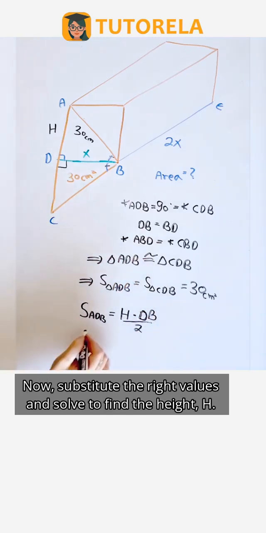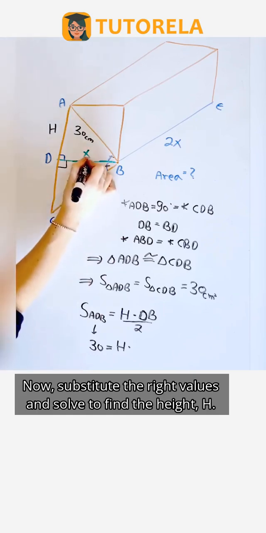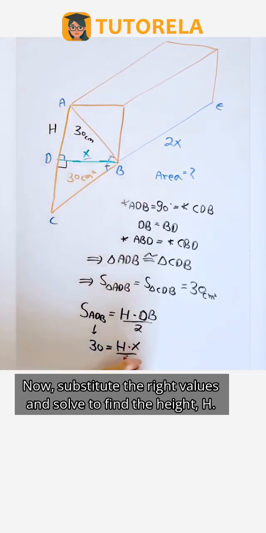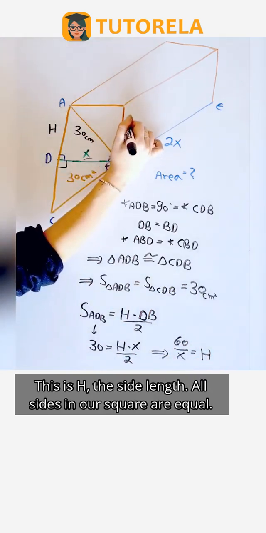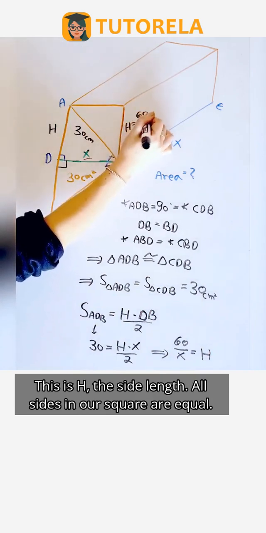Now, substitute the right values and solve to find the height h. Great job! Isolate h in the equation. You're doing well! This is h, the side length. All sides in our square are equal.